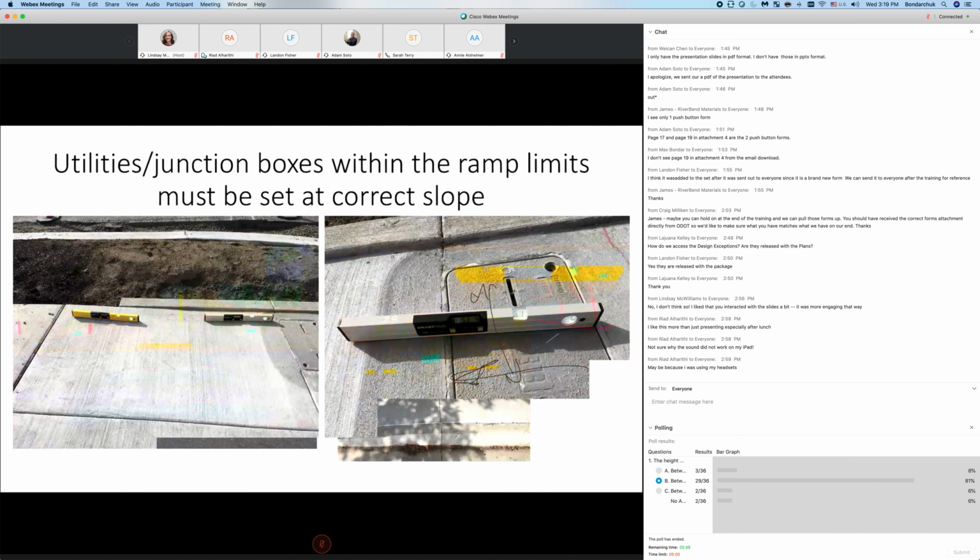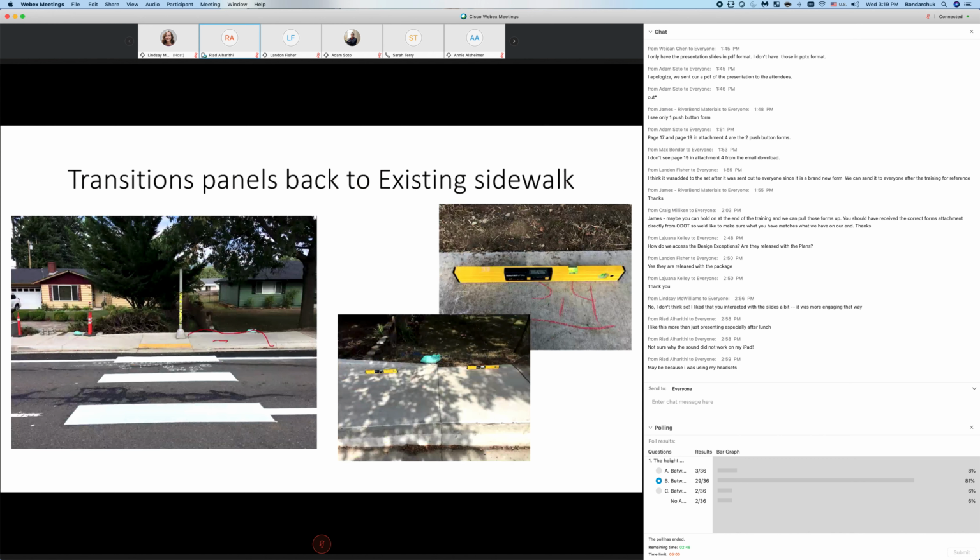Transitional panels. Transitional panels are what we talked about in the standard drawing, and how they need to, this is a transition. So you're connecting the ramp. Here's the new ramp run. Here's the existing sidewalk. And this is your transition panel that we try to connect the ramp to the existing sidewalk.